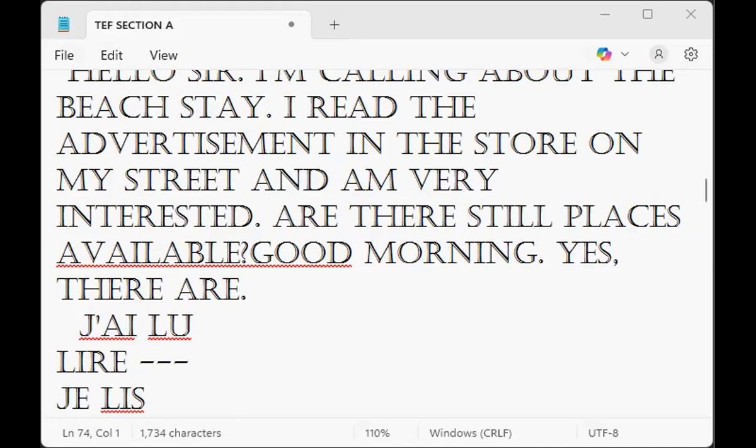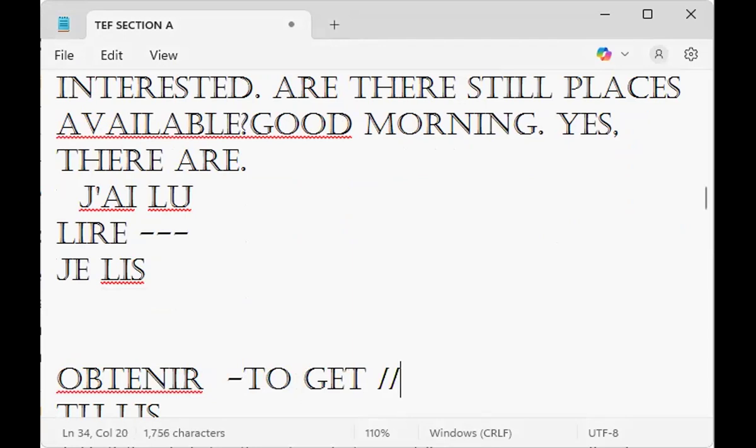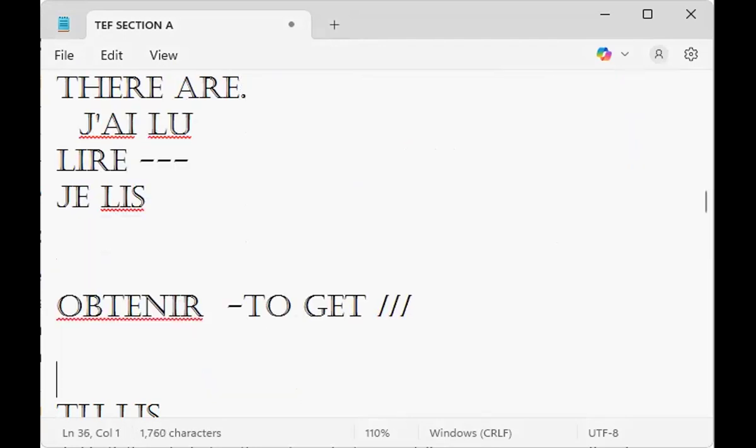Because in TEF section A, you need to obtain. What is obtain? Obtenir. You need to understand the verbs. Obtenir is to get. Now, what is the conjugation of the verb obtenir in the present tense? J'obtiens, because like venir, V-I-E-N-S, we say j'obtiens. I want to get some information. J'obtiens, I get.